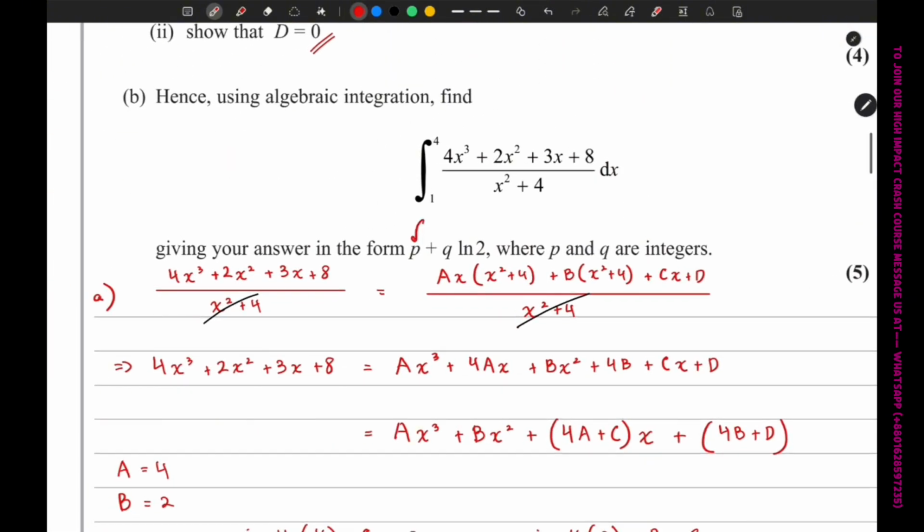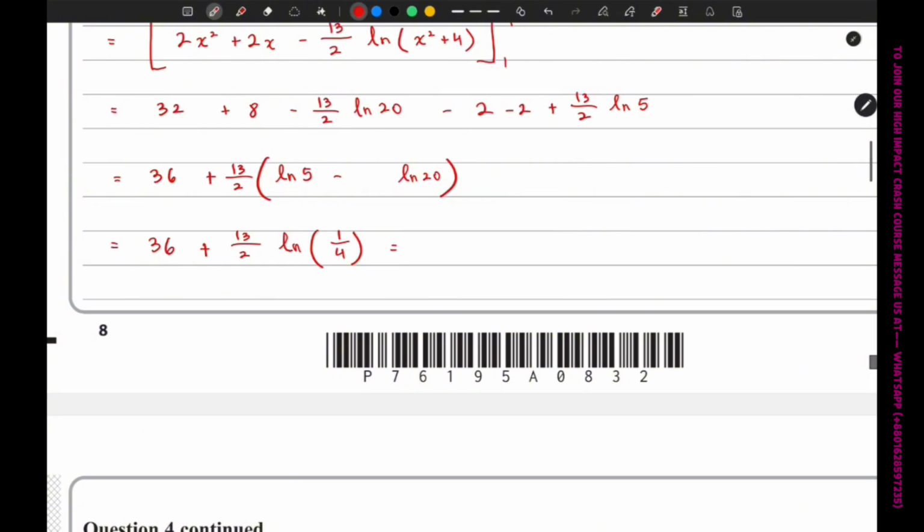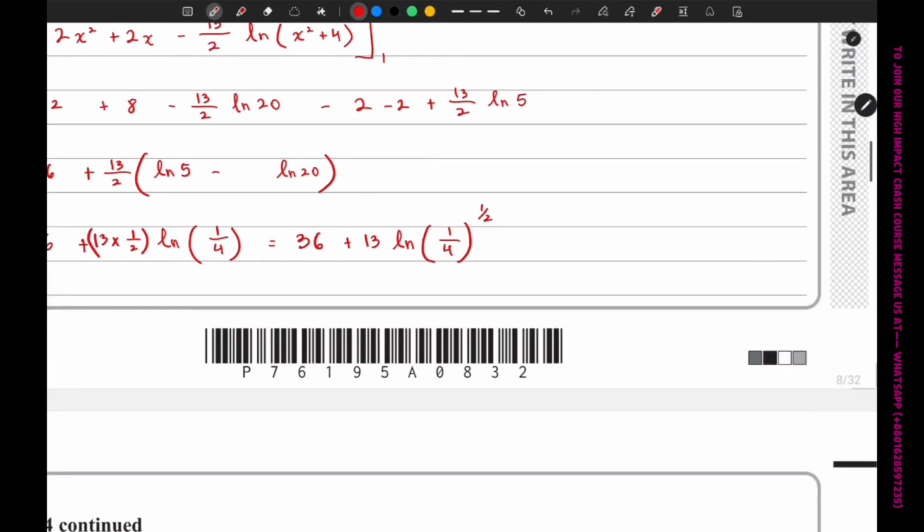Okay, so p and q are integers and there's a 2 at the front. Now what you can do is bring this 1/2 to the front side. I mean, there's 13 times 1/2, right? So this becomes 36 plus 13 ln of 1/4 to the power of 1/2. Because we know that if there's a power on a log, you can bring it like this.